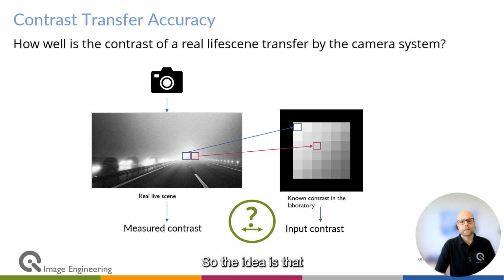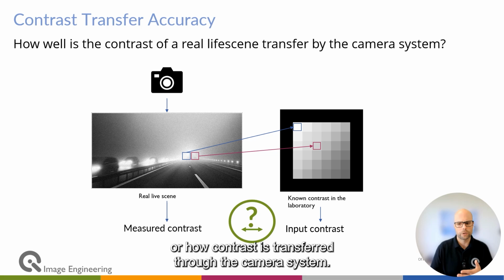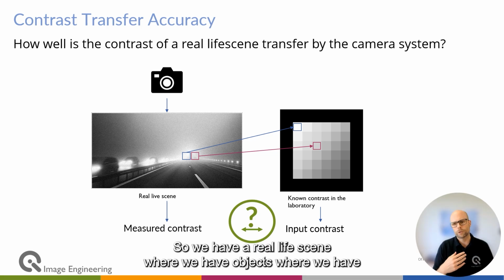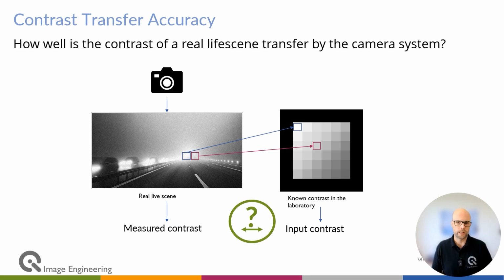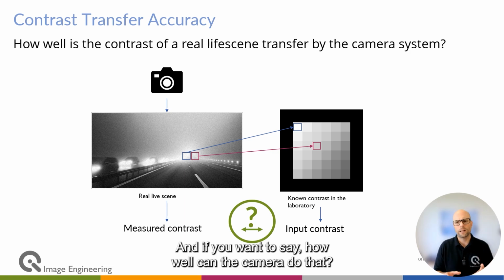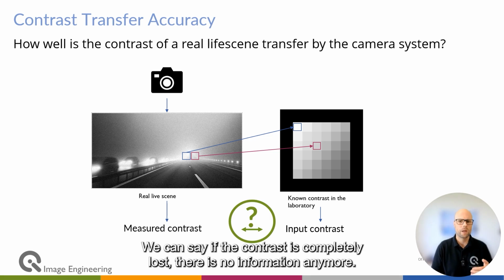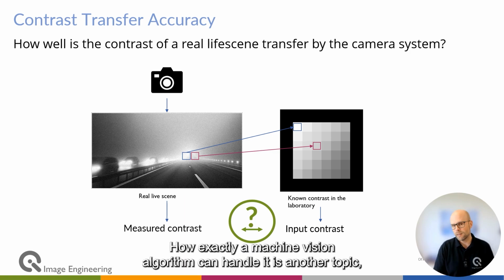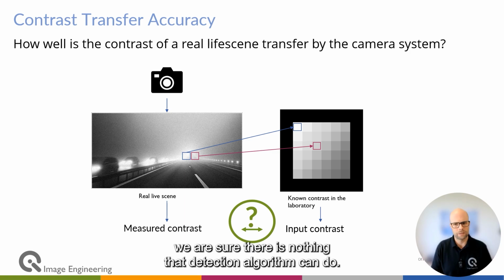So the idea is that we want to measure how contrast is preserved, or how contrast is transferred through the camera system. We have a real life scene with objects and certain image content, and the camera is supposed to reproduce that. If you want to say how well it can do that and how it can be used for machine vision applications, we can say that if the contrast is completely lost, there is no information anymore. How exactly a machine vision algorithm can handle it is another topic, but we can see that if there's a loss of contrast, there is nothing that a detection algorithm can do.